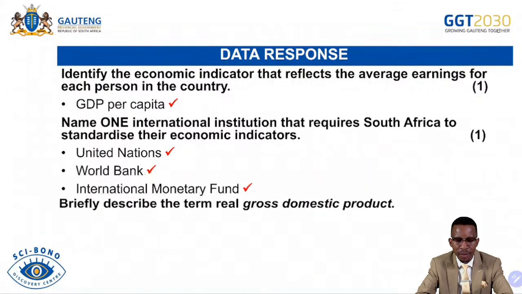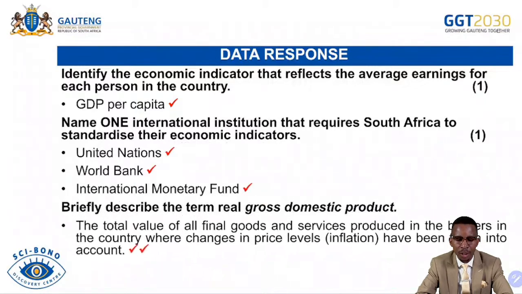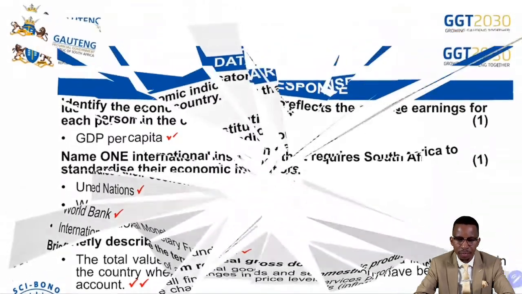Then we continue: briefly describe the term real gross domestic product. In this case, we talk about GDP figures that have been adjusted, whereby inflation has been removed, so they do not have the effect of inflation. It is the total value of all final goods and services produced within the borders of the country, where changes in the price level, or inflation, have been taken into account or removed.